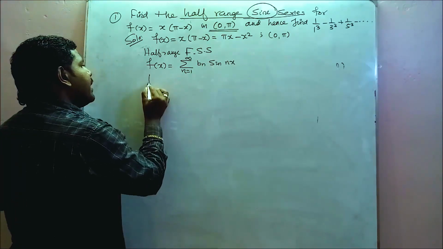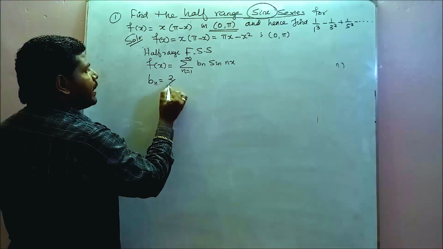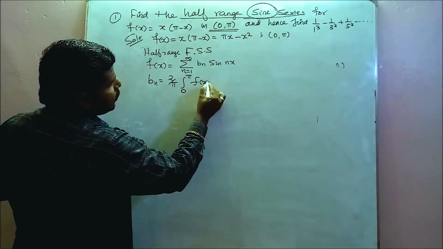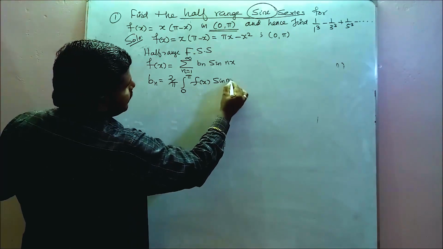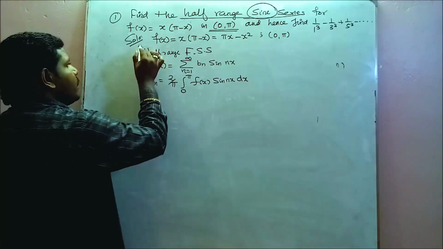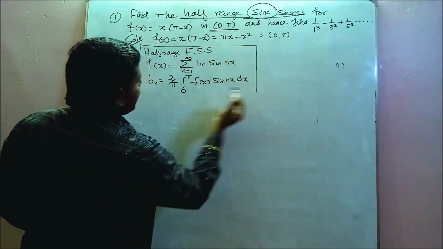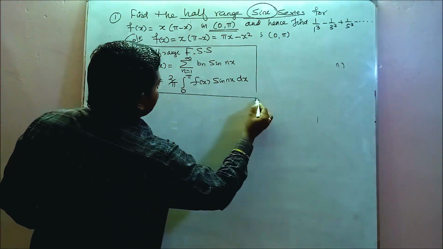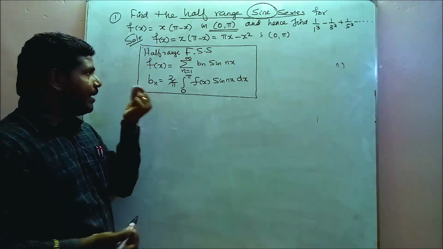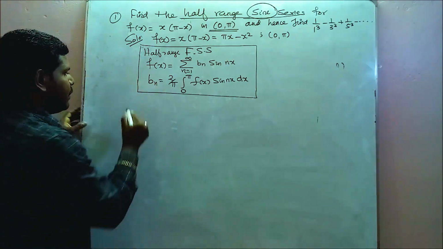So where bn is equal to 2 by pi integral 0 to pi f of x into sin nx into dx. So this is your half range Fourier sine series. So immediately you can write the formula. So next we are going to step 1. In step 1, what we need here is to find the bn value.